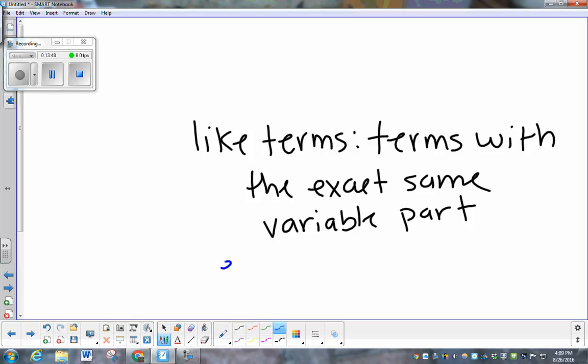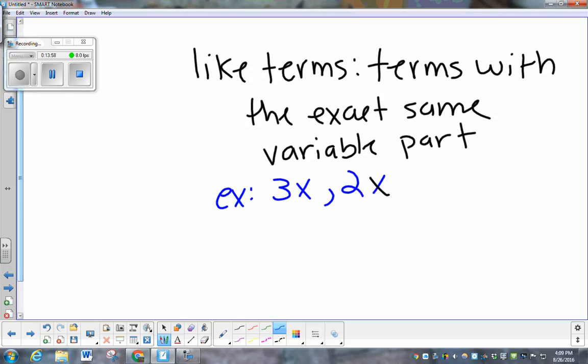So some examples of things that would be like terms, well, a simple example would be like 3x and 2x. They each have an x, so those are like terms. A little bit more complicated example would be something like 3x squared y and 7x squared y. Those are like terms. They have the exact same letters. The x's are squared in both of them, and they have a y. All right? So they have to have the exact same variable part. So if things are like terms, you can add them up. That's the important thing here.